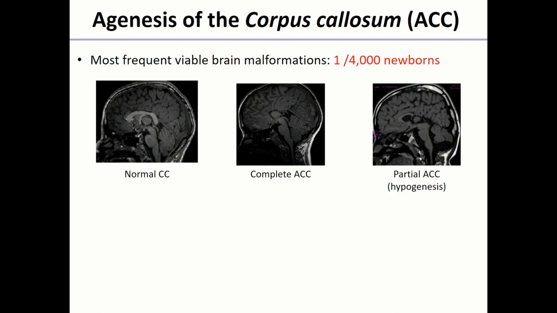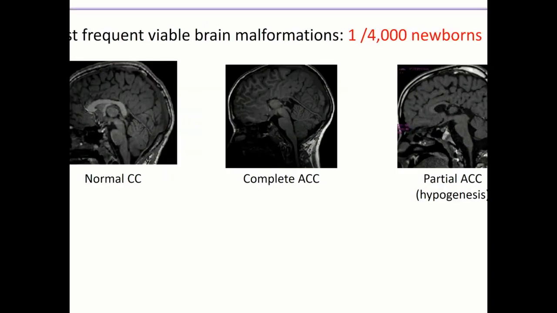You can see here again the normal corpus callosum. Here you can see an individual without corpus callosum, so a complete agenesis of the corpus callosum. And here you can see a part of it: the anterior part is present, but the body and the splenium are missing, corresponding to a partial agenesis of the corpus callosum, also called hypogenesis.